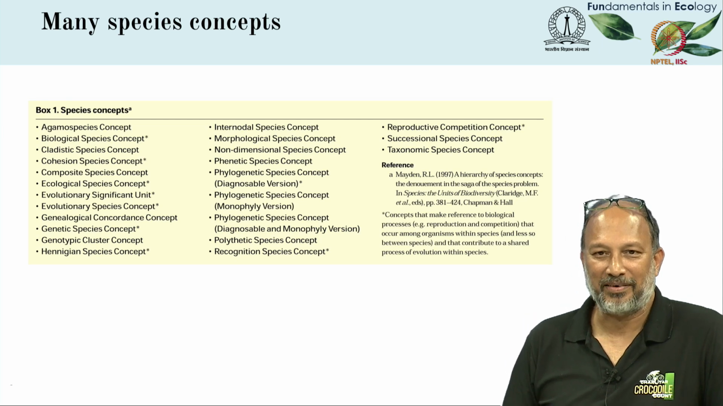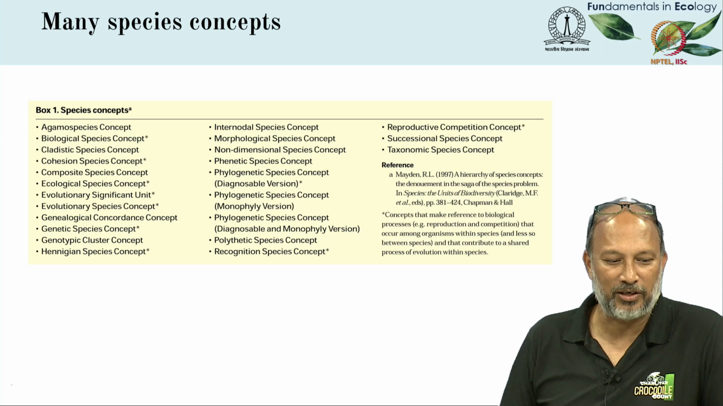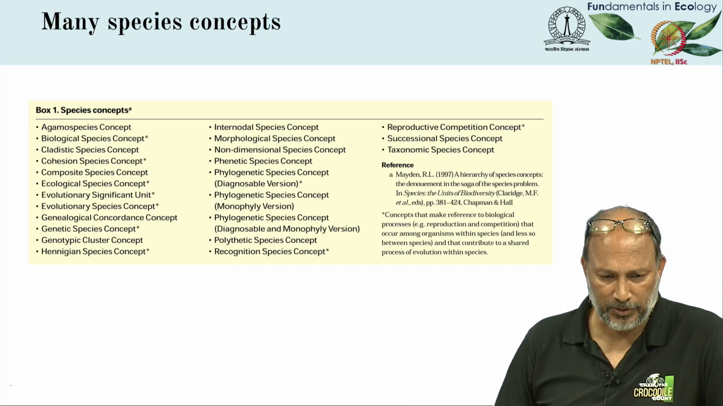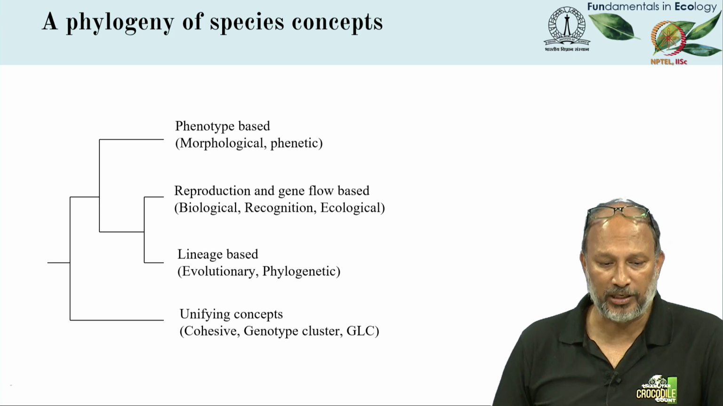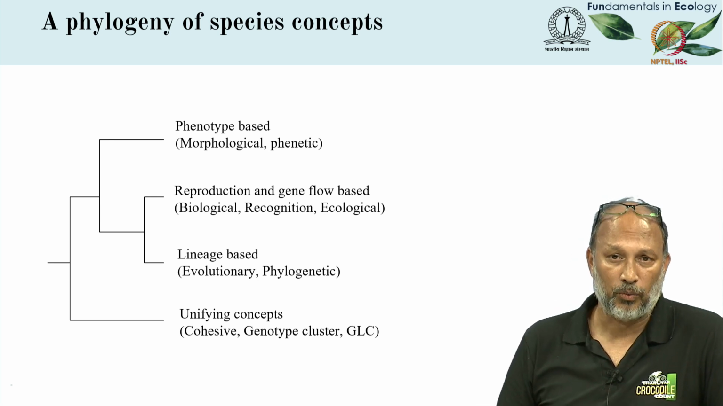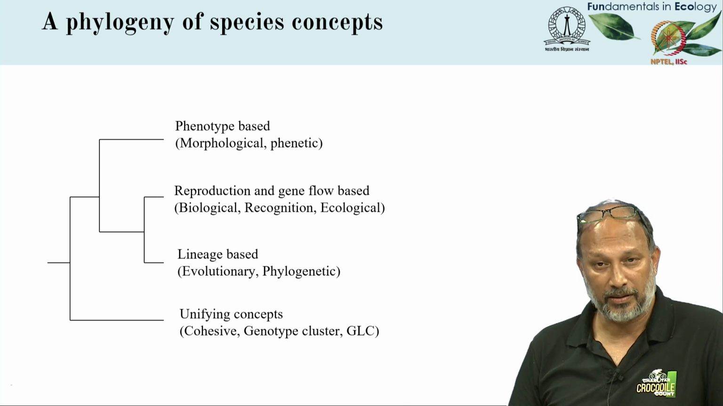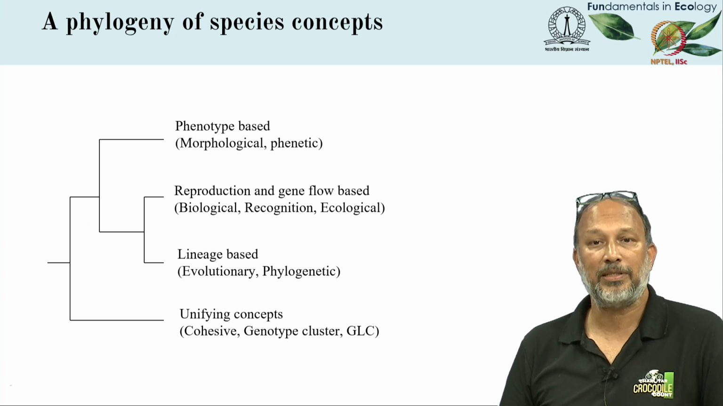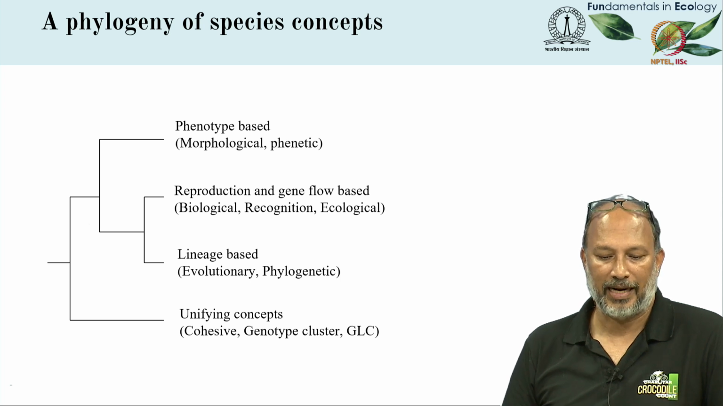And because a lot of people are what I call Mayresque and truly believe that there's a fundamental species concept that can be applied universally, many people came up with species concepts over the years. There are today something like 20 or more species concepts, but we can broadly think about them as four categories. The earliest ones are based on phenotype, that's morphological or phenetic species concepts. Many are based on reproduction and gene flow, which I'll talk about at some length, such as the biological species concept, the recognition concept, and others. Many are lineage based, that's the history of the evolutionary lineage. So the evolutionary species concept, the phylogenetic species concept, and so on are these lineage based methods. And there are some that try to unify across different processes, such as the cohesive species concept, the genotype cluster concept, and the general lineage concept.